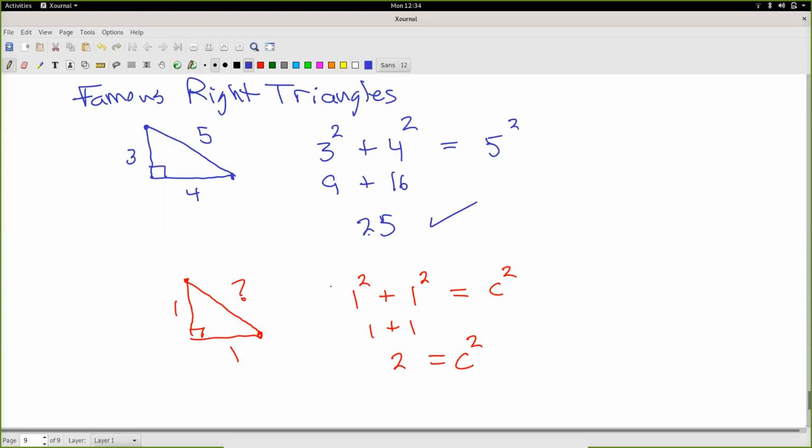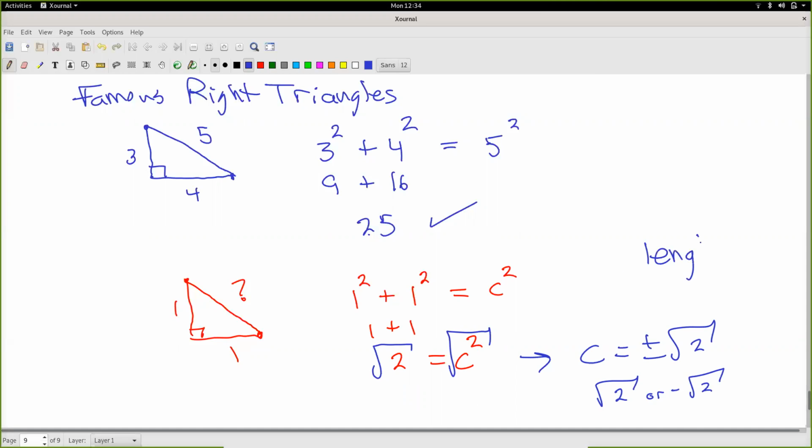To figure out what C is here, I would take the square root of both sides. Now technically, when we take the square root of a square, we're supposed to have a plus or minus. So the answer should be C is plus or minus the square root of 2. Now 2 is not a perfect square, so I need a calculator. There are 2 possible answers. One of them is the square root of 2, and the other one is the negative square root of 2. But these are lengths here, and usually when I'm talking about lengths they're non-negative. So I would just say, nah, I don't really need that one. I'm just going to stick with the positive square root of 2.